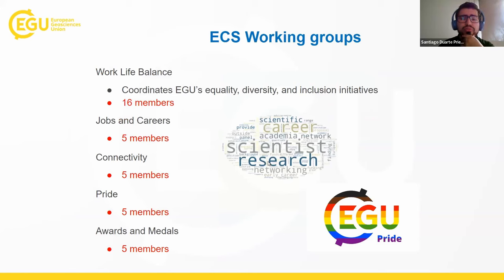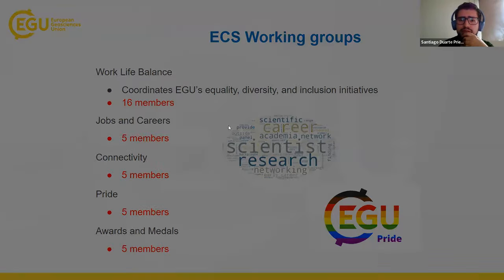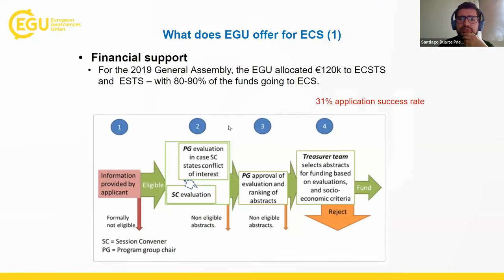As for the working groups of the early career scientists, it's not only about science, it's also about work-life balance, about connectivity, getting to know people. It's about, for example, the prizes, awards and medals, and jobs and careers. How do you see yourself as a scientist within your division? And what can EGU offer you as an early career scientist?